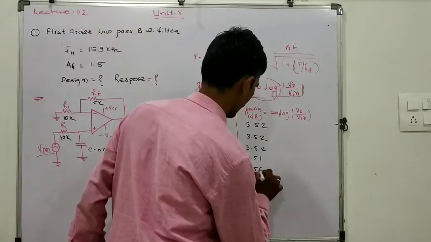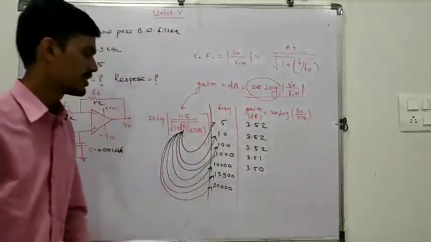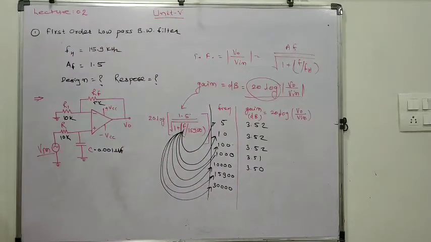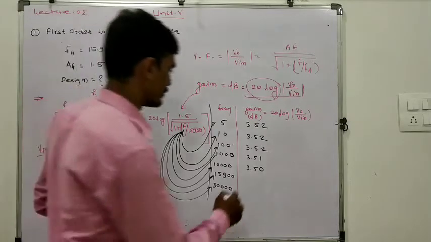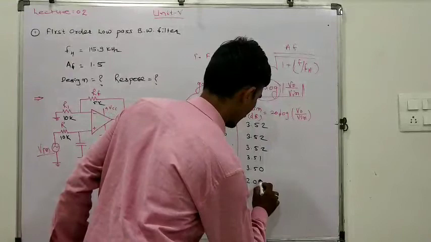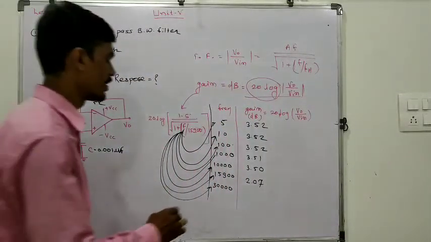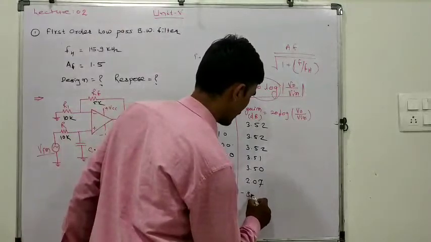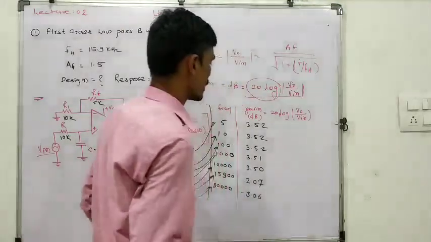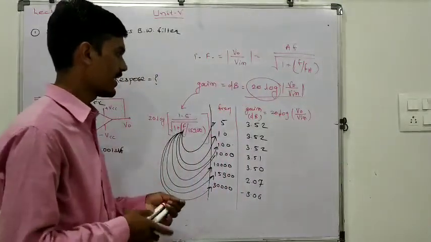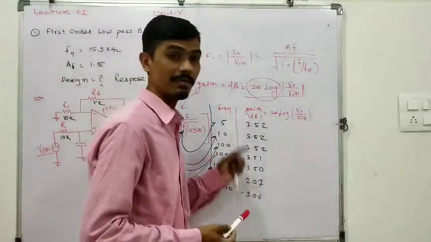3.50, and then for 15.9 we are getting the gain is equal to 2.07 decibel, and for 30,000 we are getting minus 3.06. So all these gains are in decibel.